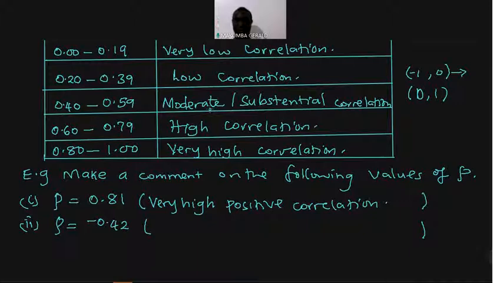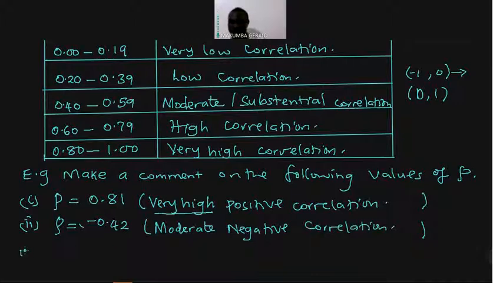Let's write: this is a moderate. Now we look at the sign, just like the way you saw here. Up here we said very high, then the sign of our value came in. So this is moderate negative correlation. Okay. How about if we have rho as being equal to negative 0.9? What would be the answer?